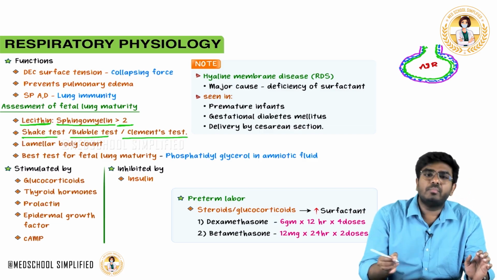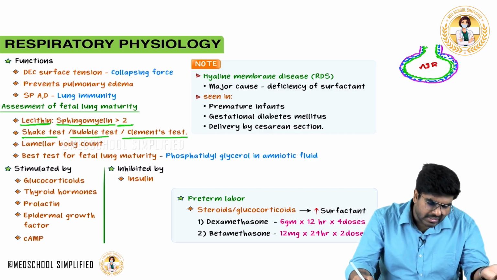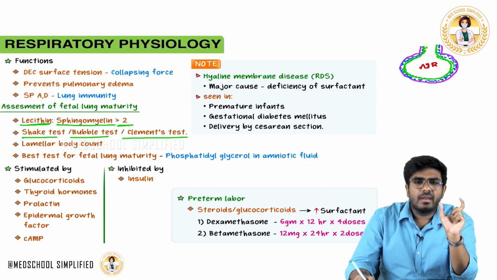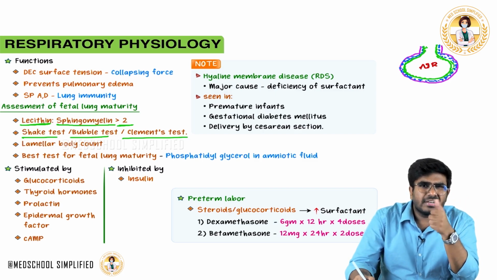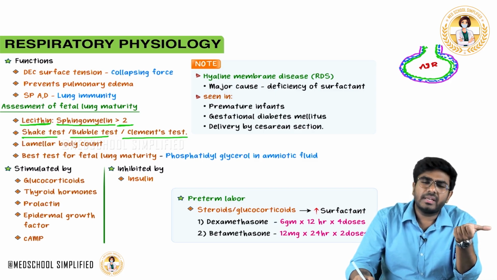Now, take the amniotic fluid. The shake test, which is also called the bedside test, Clements test, or bubble test, they are all one and the same. Now, take the amniotic fluid, just shake it. I have already explained to you, surfactant, what exactly is it? Surfactant is like a lipid, nothing but a lipid.